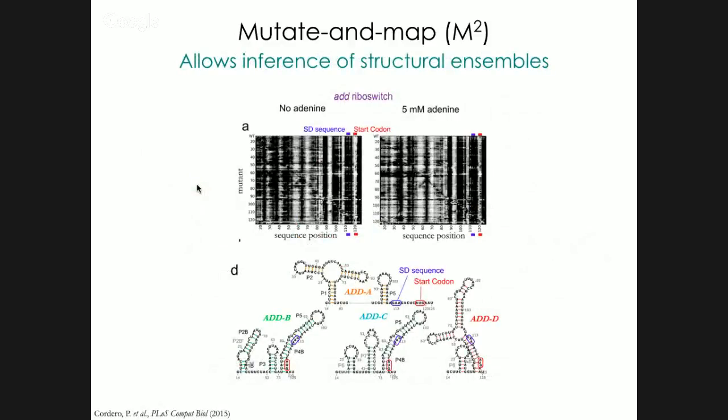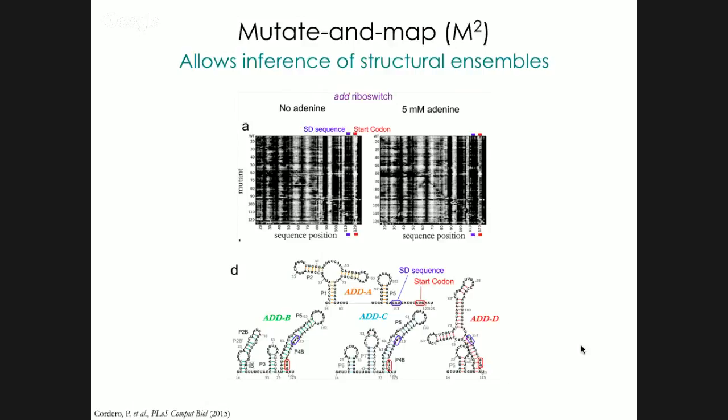Beyond just predicting a single secondary structure, mutate and map can also give us a window into RNA structural ensembles, because individual mutations can push RNAs into alternative secondary structures that may be less populated in the wild-type construct. Pablo Cordero, who recently graduated from our lab, developed a program for using mutate and map data to parse the members of these structural ensembles. Here is an example from his paper pulling out multiple structures of the adenine riboswitch.